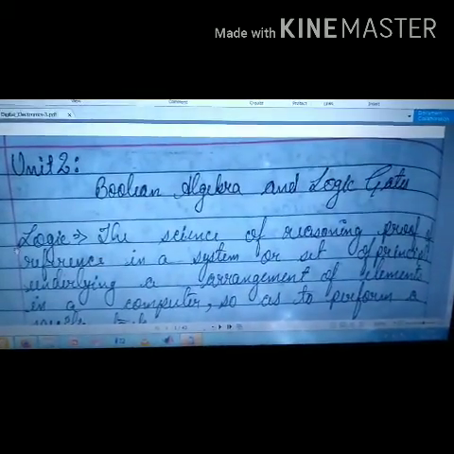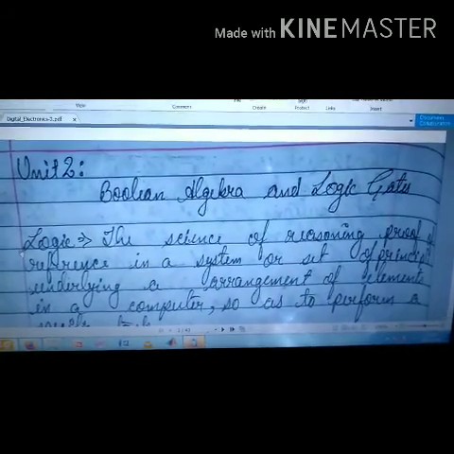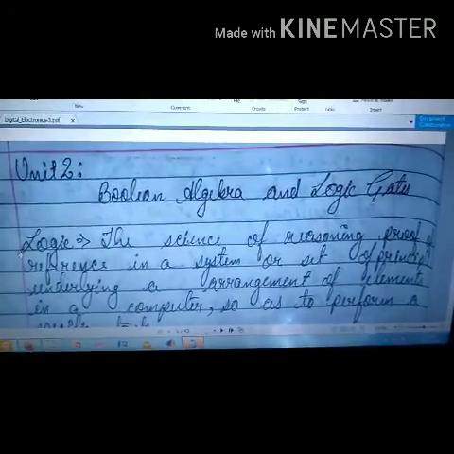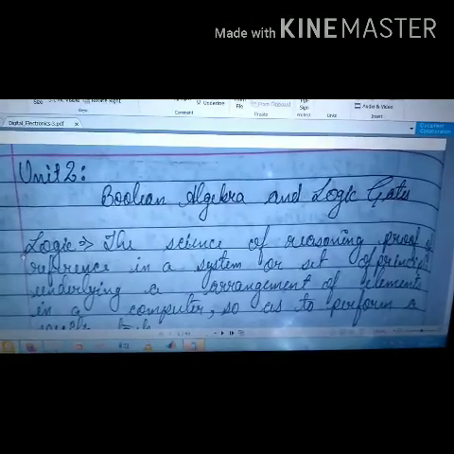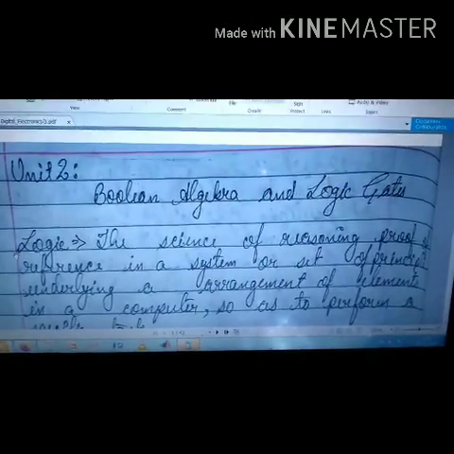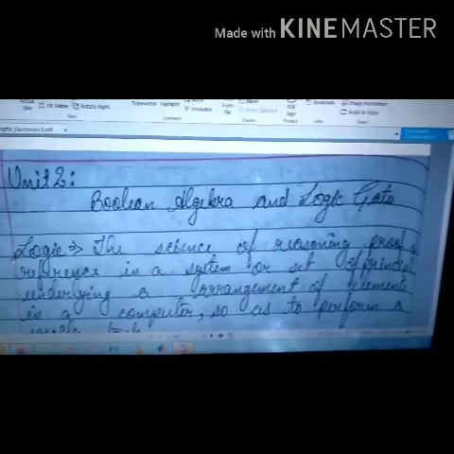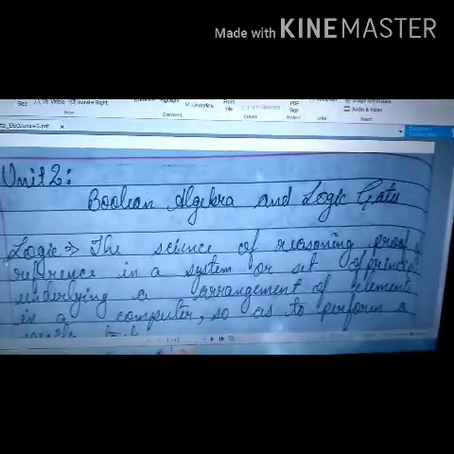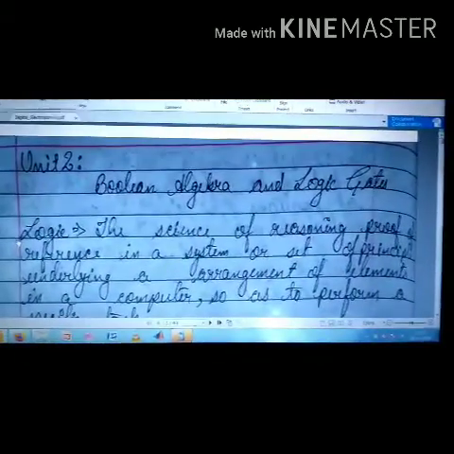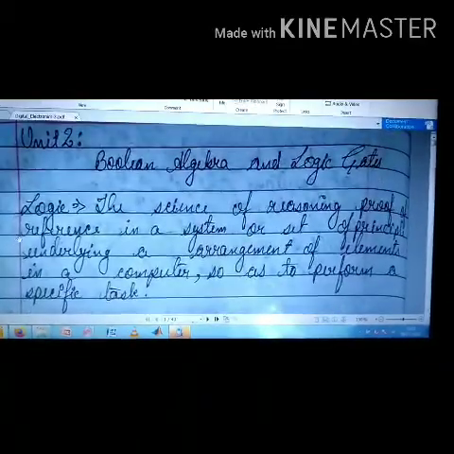Okay, in the present video lecture we're going to start Boolean algebra and logic gates. A brief explanation of logic gates is included in this video, and thereafter in the subsequent lectures we will be looking at Boolean algebra. Okay, so logic is the science.